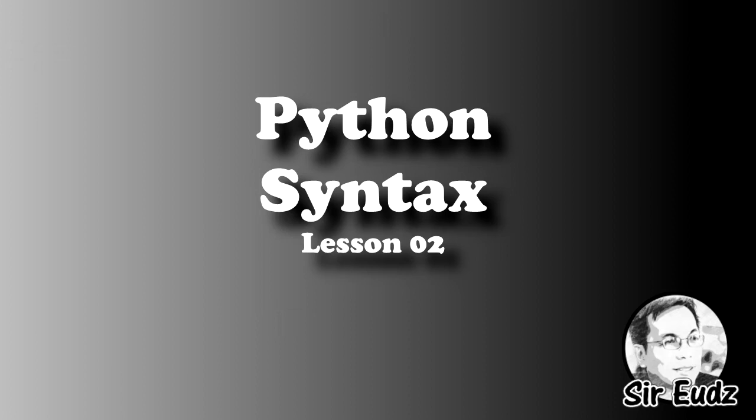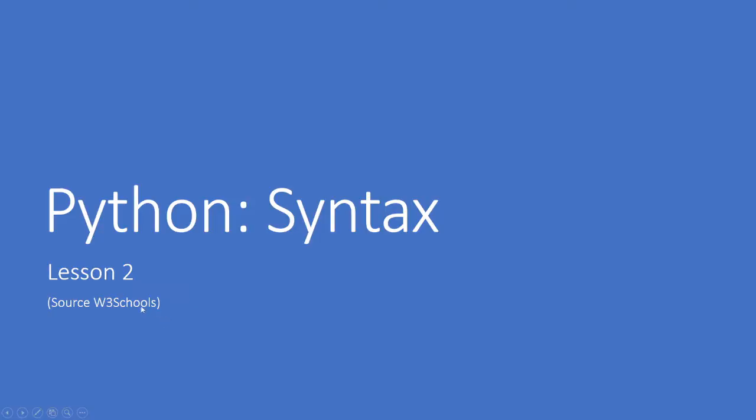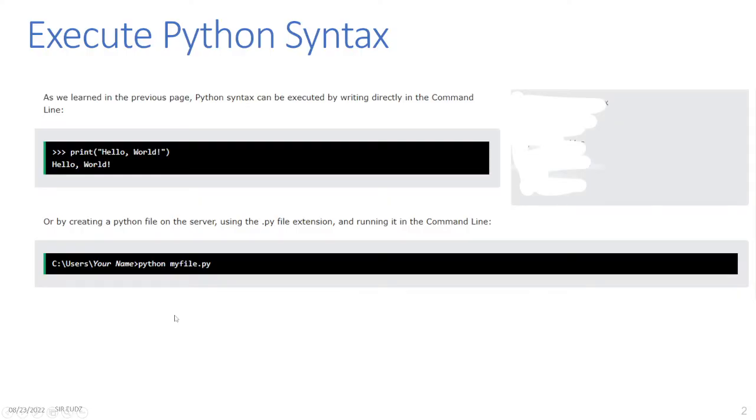Python syntax. So this is now lesson 2. And again, our source for these videos is actually W3 Schools. So, execute Python syntax. As we learned in the previous video, Python syntax can be executed by writing directly in the command line. So once we type print hello world, then it will display hello world. Or by creating a Python file on the server using the .py file extension and running it in the command line, so like python and then the file name. So I hope you have already tested this based on our previous lectures.